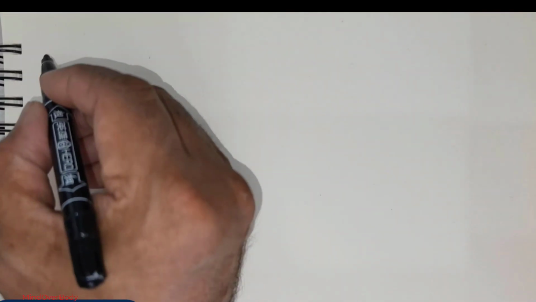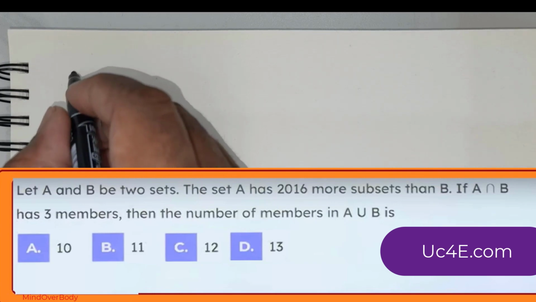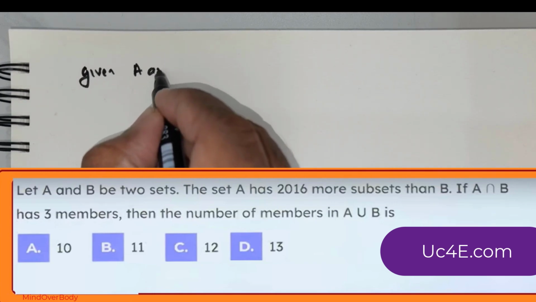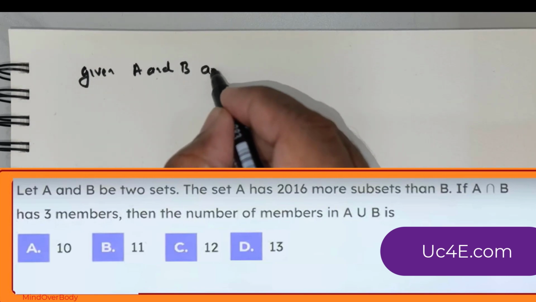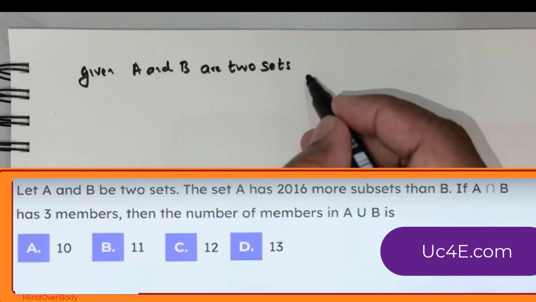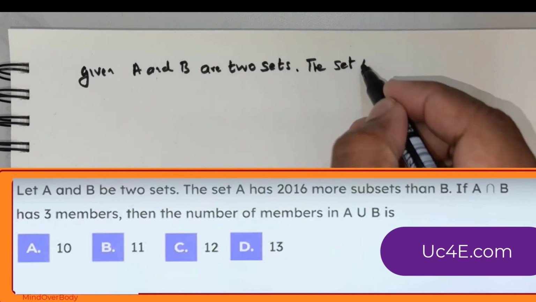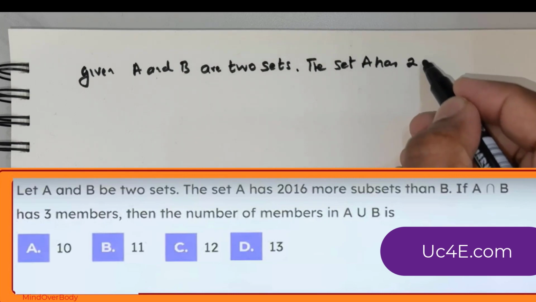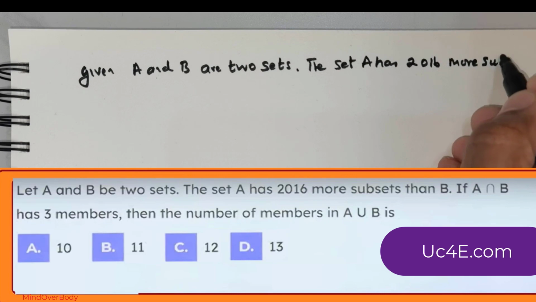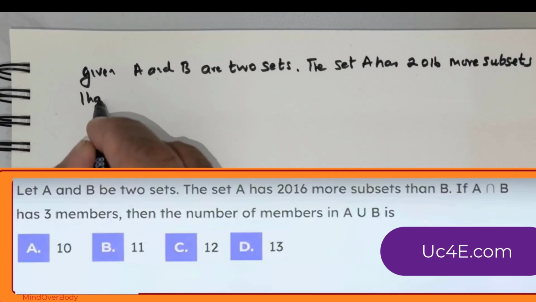You can pause this video and do this question. Students, the question is as follows. Given A and B are 2 sets, the set A has 2016 more subsets than B.